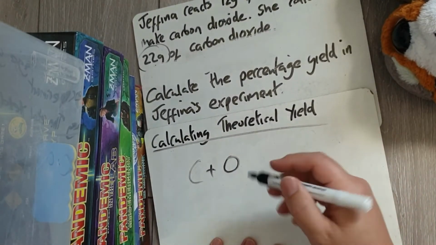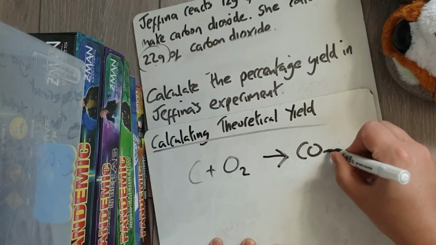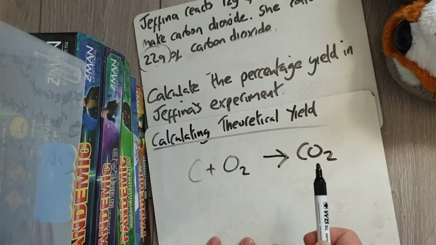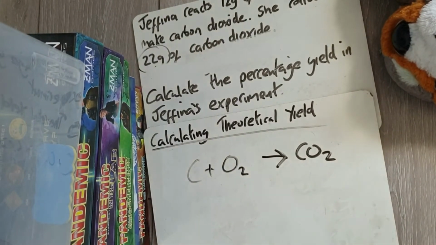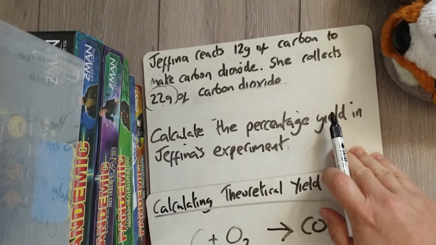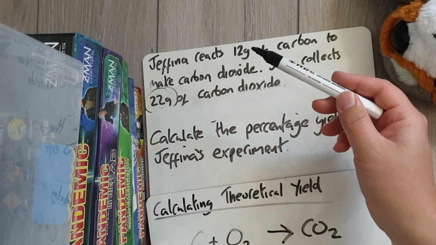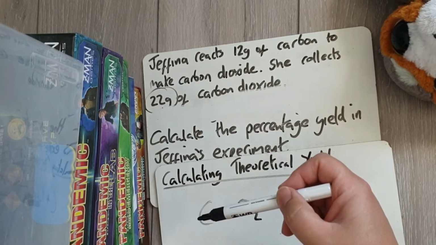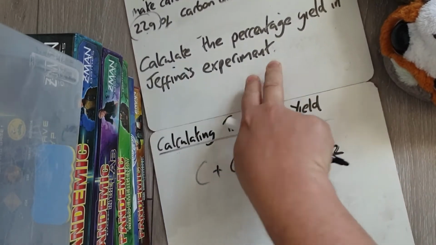So carbon plus oxygen, and oxygen is O2, and we are making carbon dioxide. One carbon, two oxygens, so it's already balanced. We don't need to do anything. So back to calculating the theoretical yield. We know in the question, and I've made these numbers nice and easy, Jeffina had 12 grams of carbon. But we want to know, in theory, if you had 12 grams of carbon, how much carbon dioxide could you make? So let's look at moles.